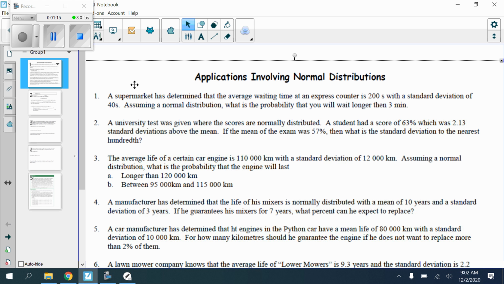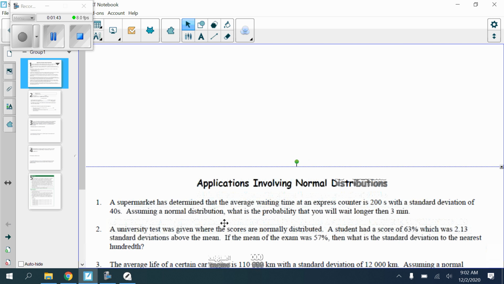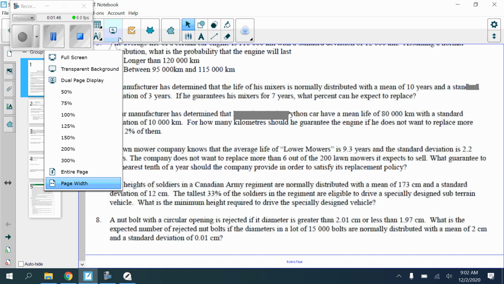So number one is pretty straightforward. You can figure that one out. For number two, a university test was given where the scores are normally distributed. A student had a score of 63%, which was 2.13 standard deviations above the mean. If the mean of the exam was 57%, then what is the standard deviation to the nearest hundredth? I don't really have room to write on here. Let's full screen this.